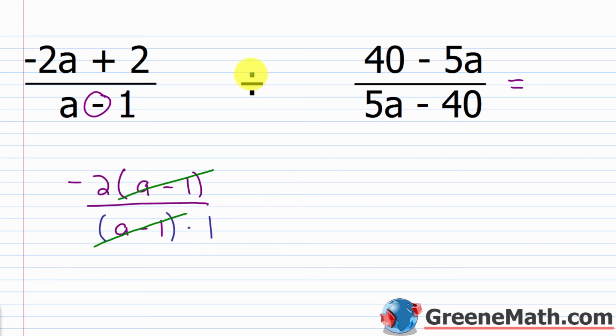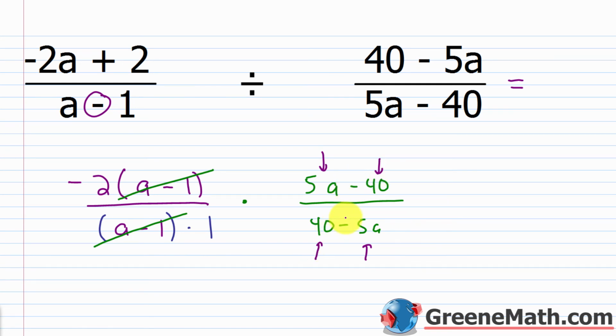Then this is divided by, so that means I'm going to multiply by the reciprocal of this. So that means 5a minus 40 would come up to the numerator, 5a minus 40, and 40 minus 5a would go into the denominator. Now, before I go through and factor anything, what do you notice here? I have 5a and negative 5a. I have negative 40 and positive 40.